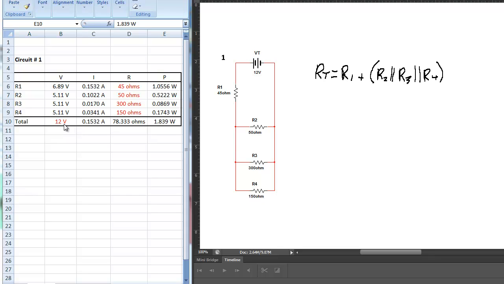And as a check, you can do VT times IT, and if you do that, you'll come out to 1.8384. So very, very close, well within our rounding limits. Okay, now let's move on to circuit number 2.